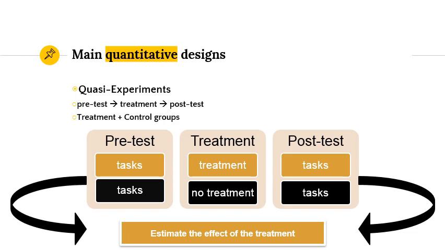If there is no difference, that means that the app is neither good nor bad. But it could also be that there's a negative difference, that the ones who didn't use the app did better than the ones who used the app. So in that case, it would be a negative effect. In other words, what we are doing is to estimate the effect of the treatment. And this is a very common design for quantitative research.